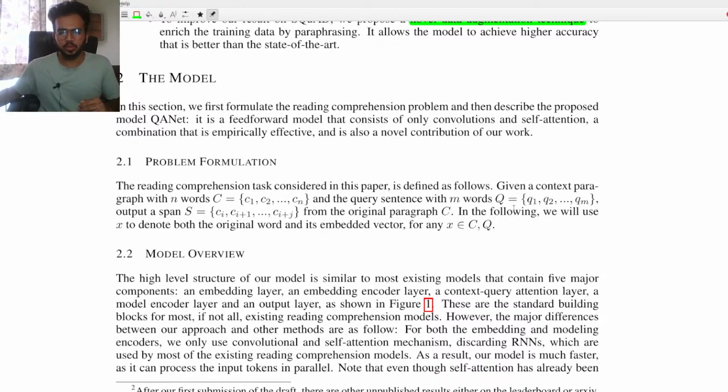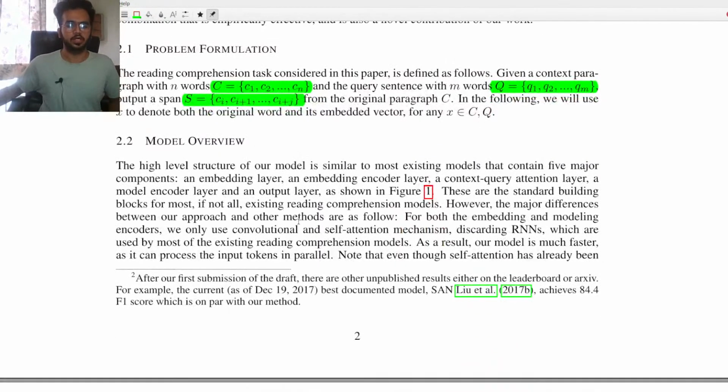Now that we are clear with the problem formulation, C is the comprehension, Q is the question, and S is the span, which is the answer to the particular question from the comprehension itself. Now we'll go to the model.